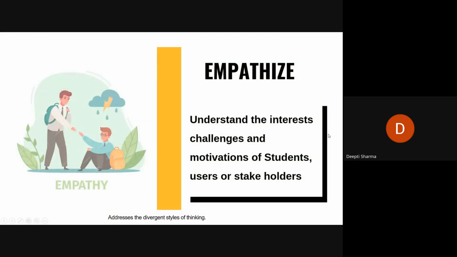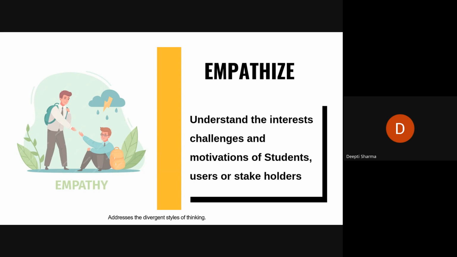Now let's first discuss the very first phase, that is empathize. Empathize addresses the divergent style of thinking. It includes understanding the interest, challenges, and motivation of students, users, and stakeholders. We should include the parents, the internship organizations, the industry, as well as the management and all the employees of the organization as the stakeholders.